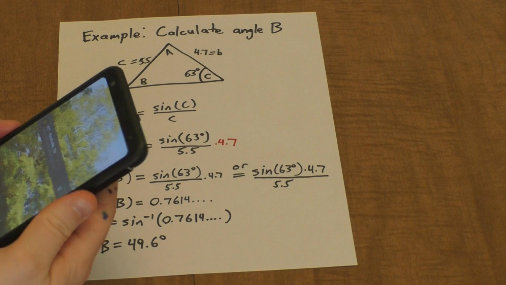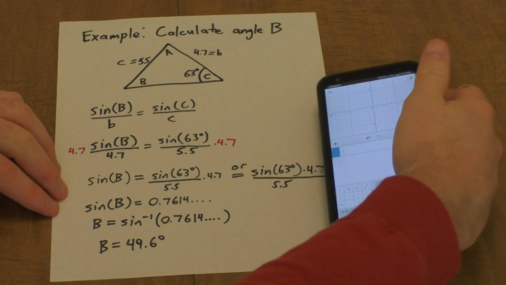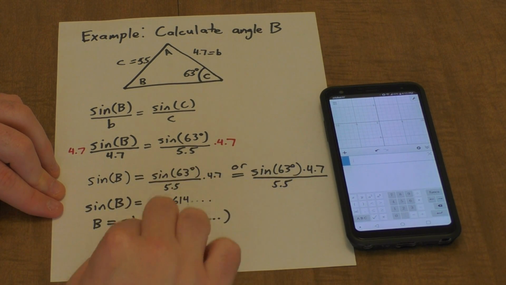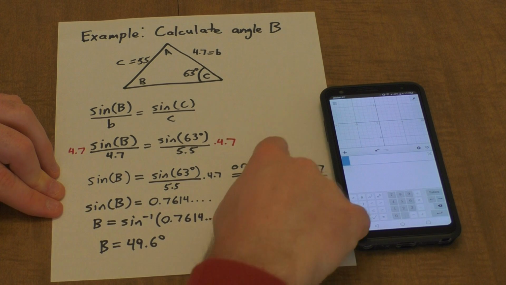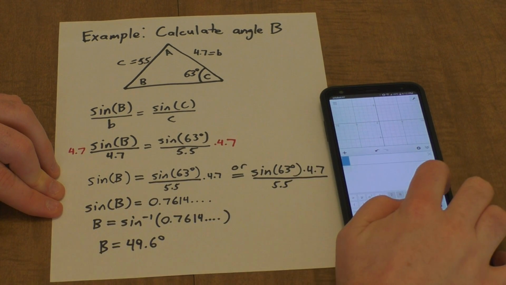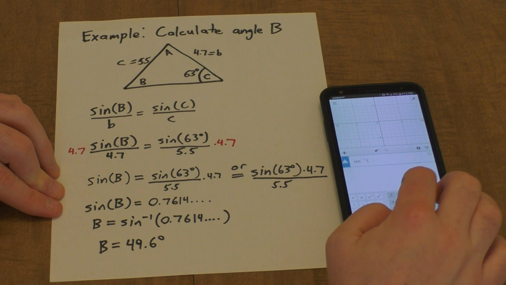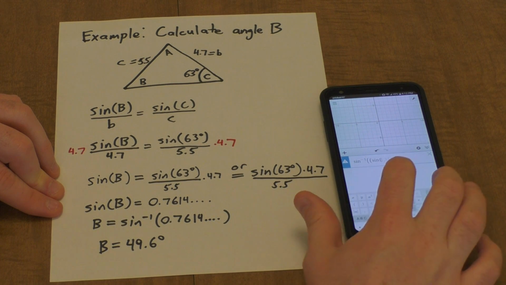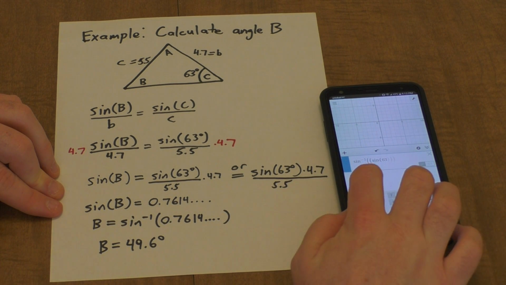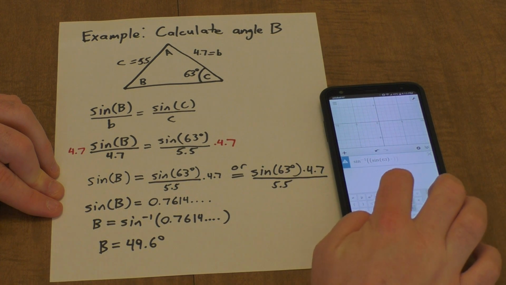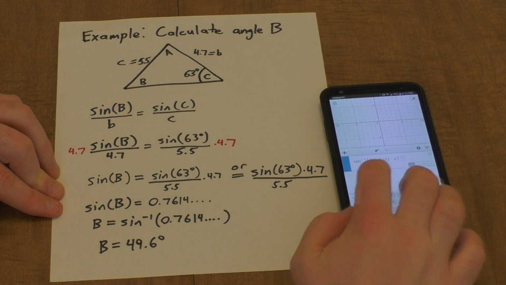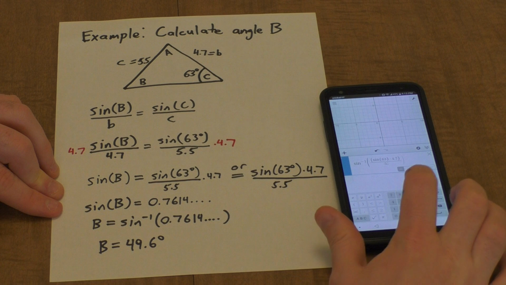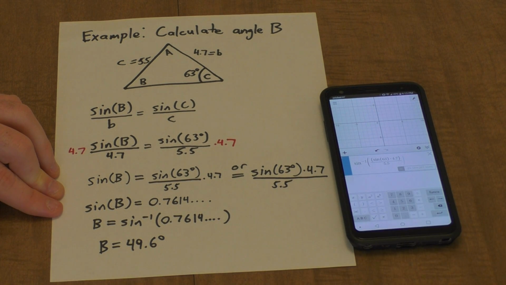49.6, okay? Again, I'm going to get Desmos out just to show you guys where this comes from. And like I did in previous examples, I'm just going to skip the extra step and put everything in all at once. I'm going to put all of this into sine inverse. Okay, so watch what I do here. I'm going to say sine inverse, parentheses, because I'm going to do everything on top. You have sine of 63, close that parentheses, times 4.7, close that parentheses, all over 5.5, and sure enough I get 49.6, okay?